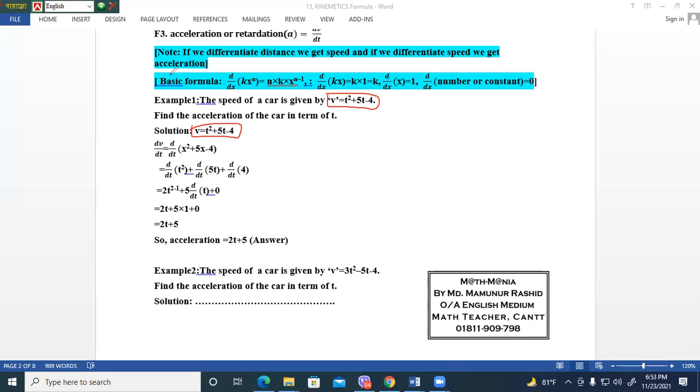So write this thing. This should be t square plus 5t minus 4.